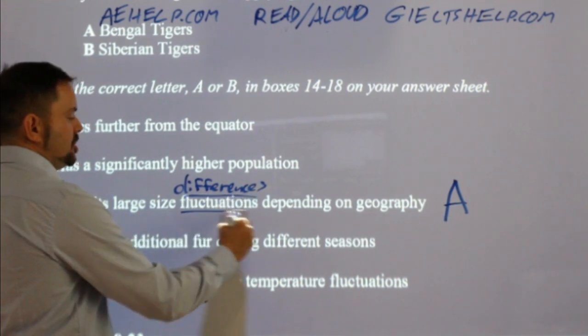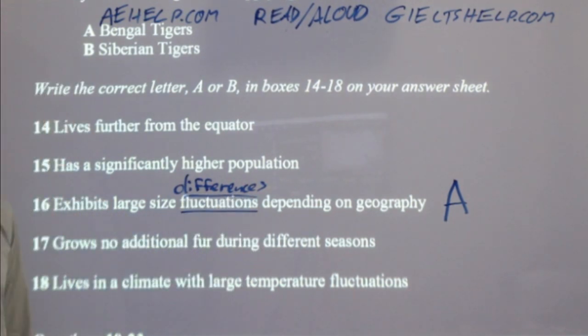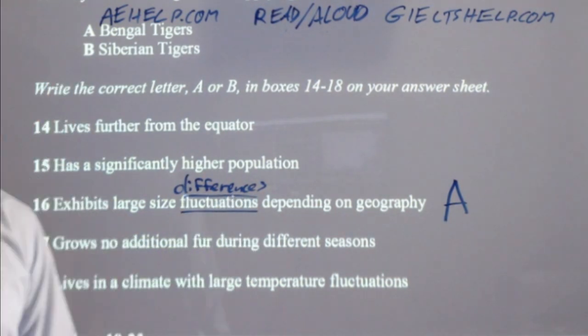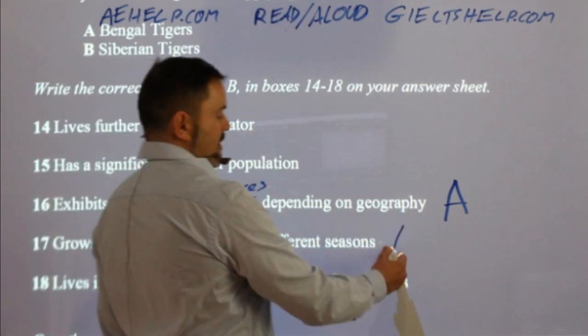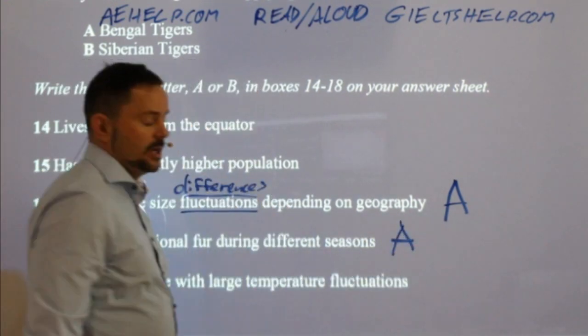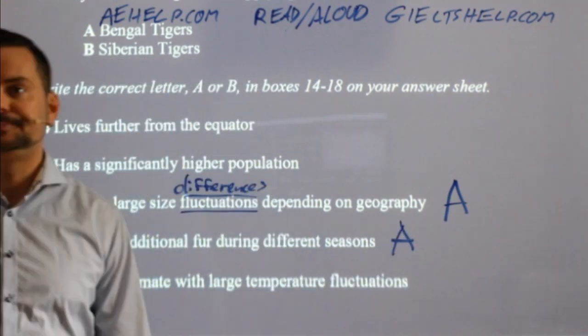Okay? Fluctuation is a good word to know for your academic task 1 essay also. All right, so grows no additional fur. Yeah, it's Bengal tigers, right? Because they live in a place where it's warm all year.